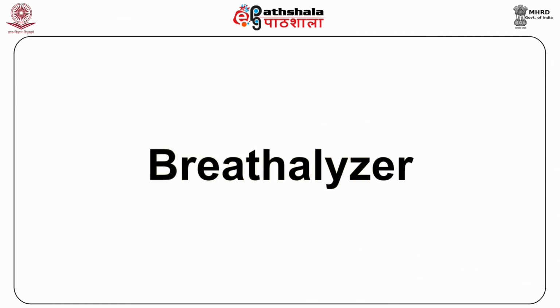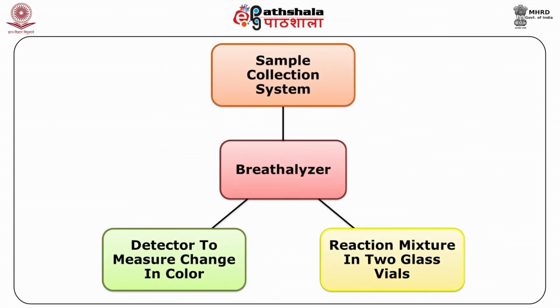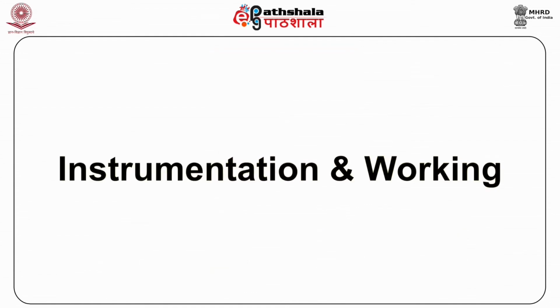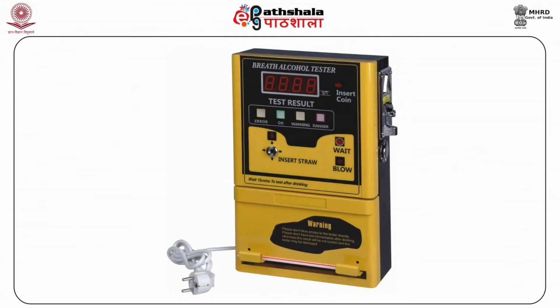First, we move on to the breathalyzer. The device contains a sample collection system. Next, a reaction mixture contained in two glass vials. And third, a detector to measure the change in color of the reaction mixture as a result of the chemical reaction. Instrumentation and working. Breathalyzer is a device for collecting and measuring the alcohol content of alveolar air.